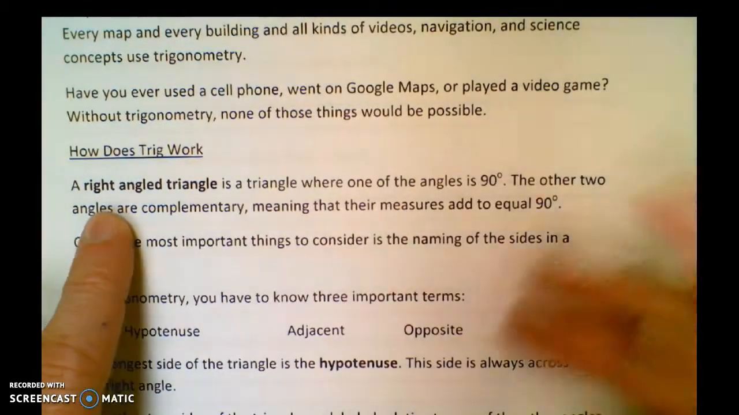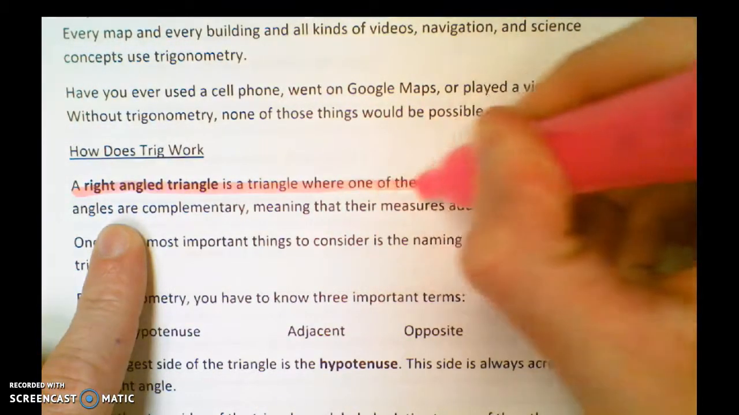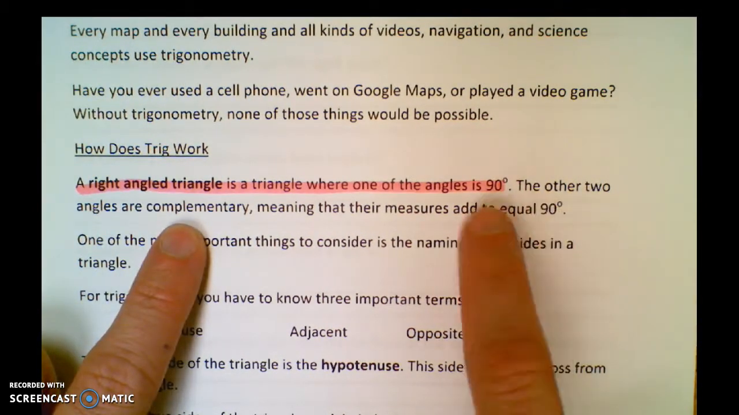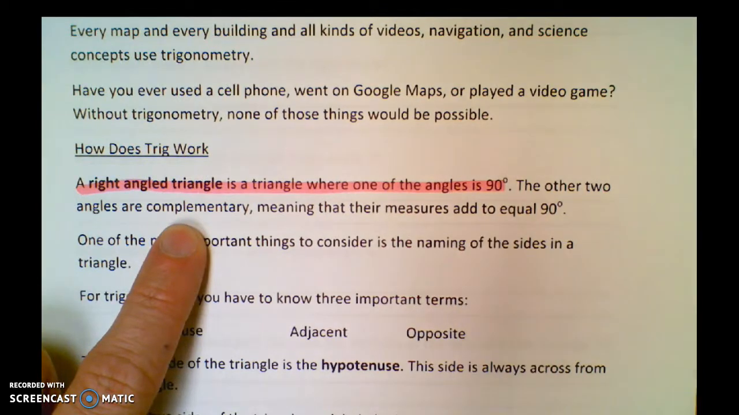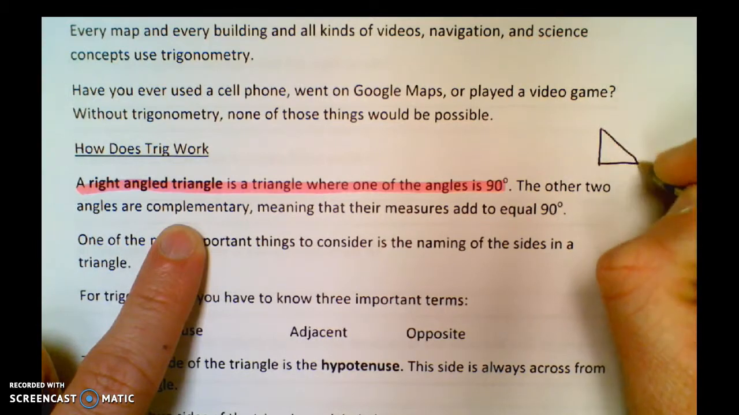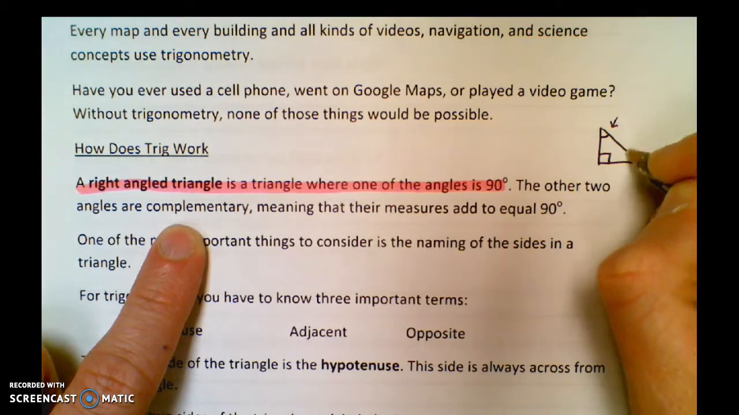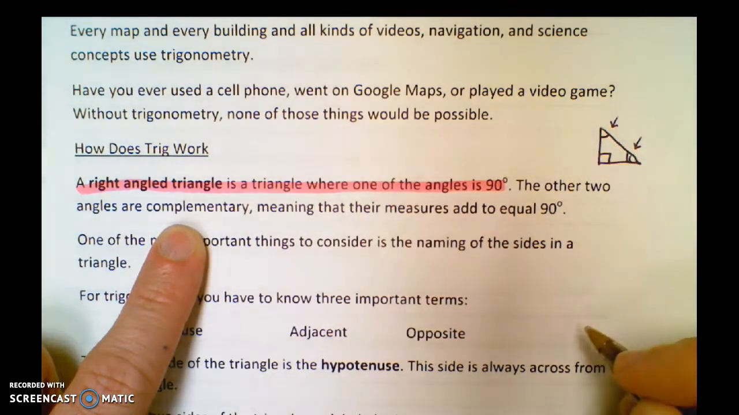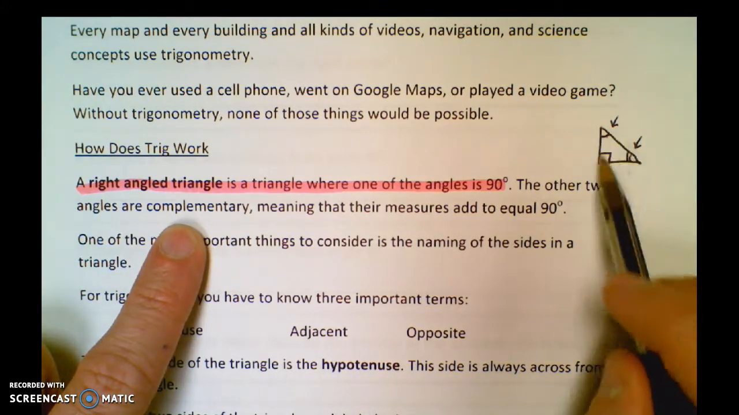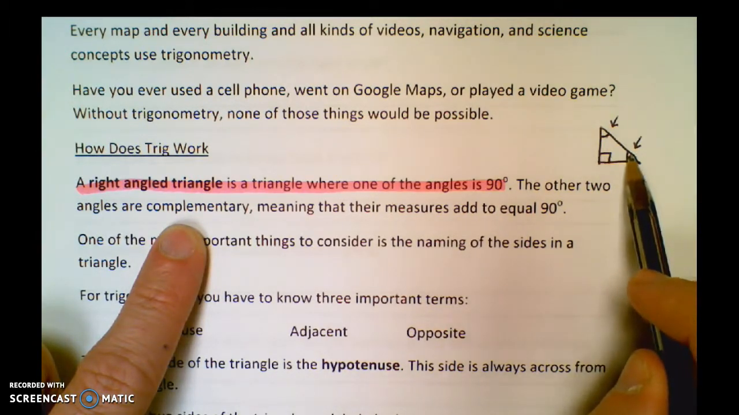A right-angled triangle is a triangle where one of the angles is 90 degrees. So we know that already. We've learned that in this class. The other two angles are complementary, meaning that their measures add to equal 90. So in a triangle with a right angle, the other two angles, this one and this one, are complementary because they have to add up to equal 90. Remember, in a triangle, all of the angles add up to equal 180. So if this one's already 90, then these two also have to equal 90, because 90 plus 90 is 180.